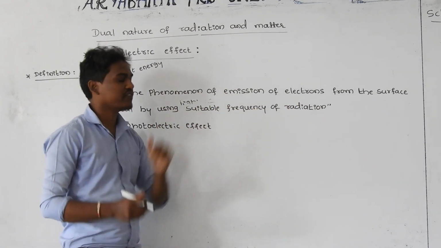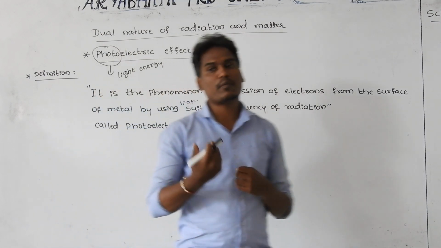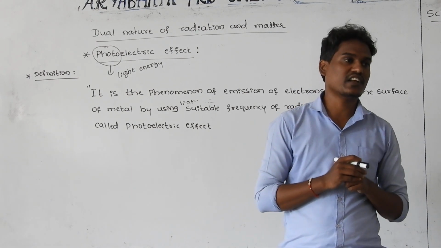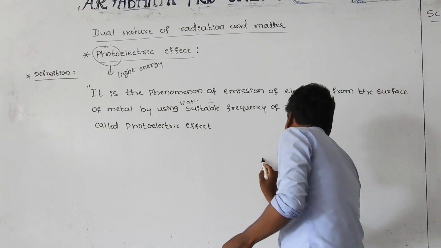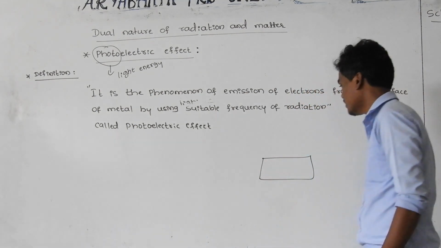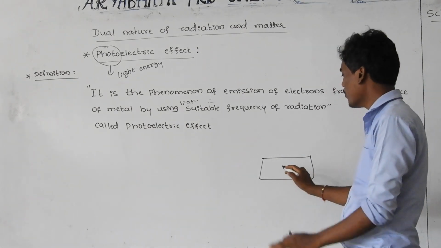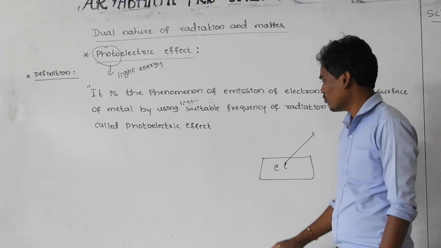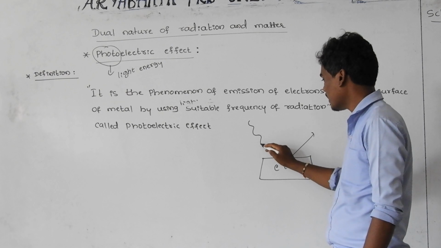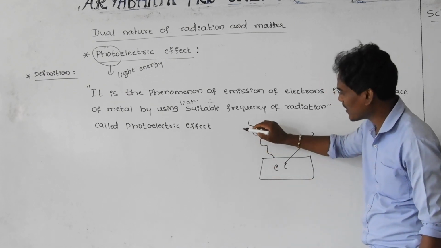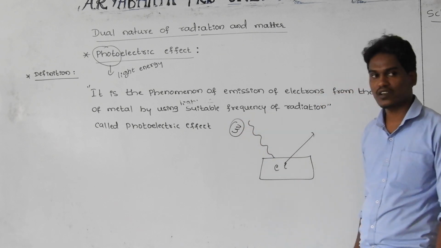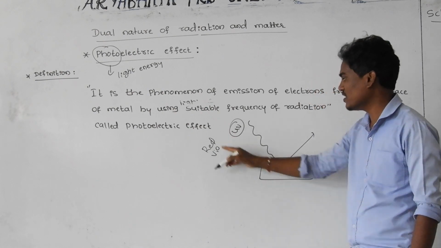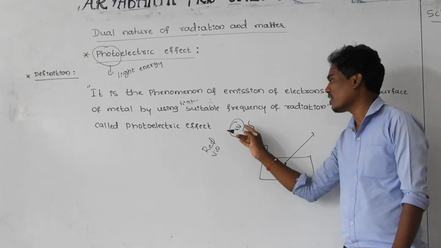What is the meaning of suitable frequency here? In order to emit electrons from the surface of the metal, we require a certain frequency of incident radiation. Let us consider one metal here. Our intention is to emit electrons from the surface of the metal, so I am using light of suitable frequency. For example, I am taking ultraviolet radiation. I am not taking red light or violet light. Instead, I am using ultraviolet radiation.